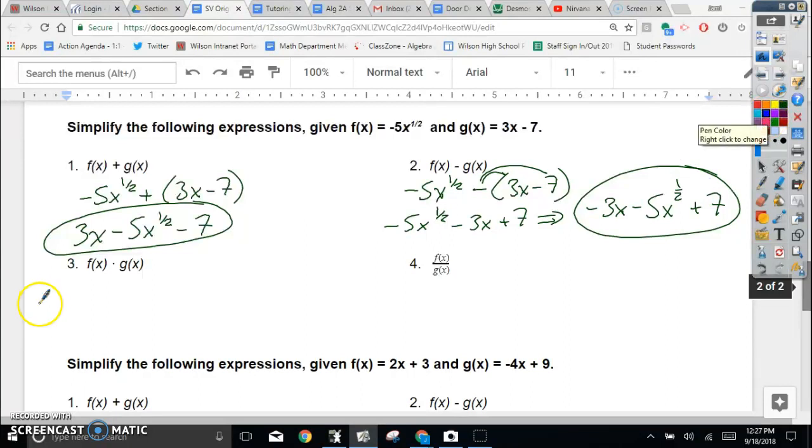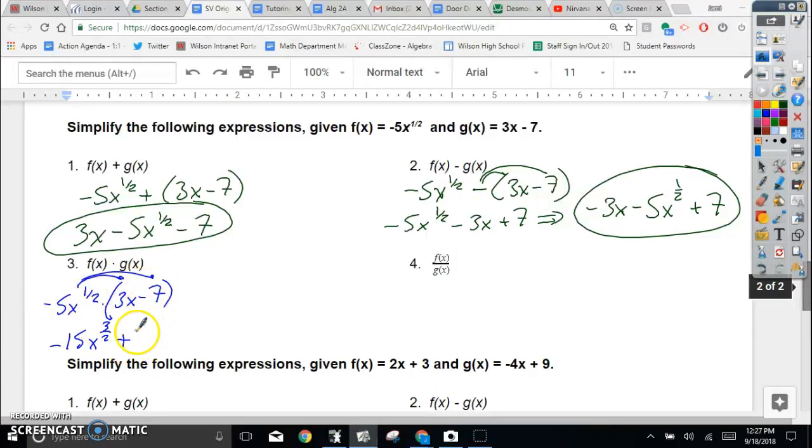All right, f of x. Now we're getting into multiplication. Again, I'm going to use parentheses. This makes it easier to see the distributive property. So I'm going to go here. So negative 5 times 3. Okay, and a half plus 1 is 3 over 2. Plus, negative times a negative is a positive. 5 times 7 is 35. Rewrite my x to the half. And that's that.